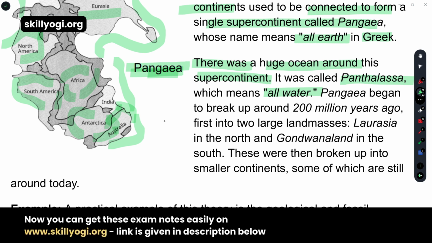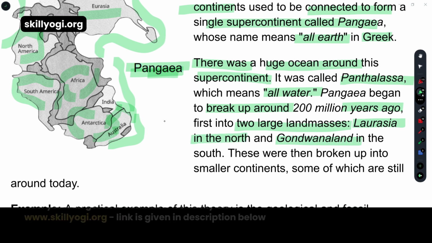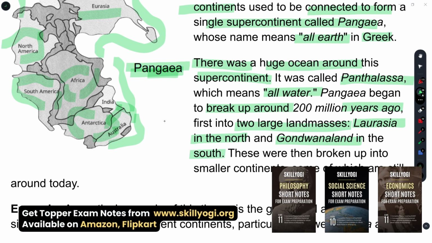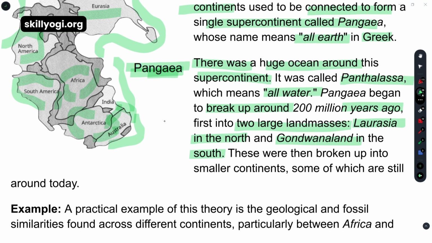Pangaea began to break up around 200 million years ago, first into two land masses: Laurasia in the north and Gondwanaland in the south. So in different parts we can see that oceans and continents are going apart from each other. The northern part is called Laurasia, and the southern part is known as Gondwanaland. This broke up into smaller continents, some of which are around still today.